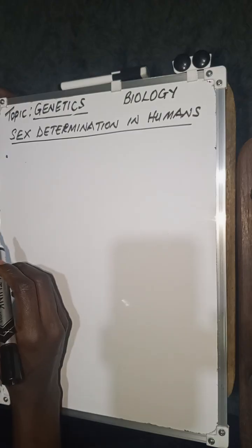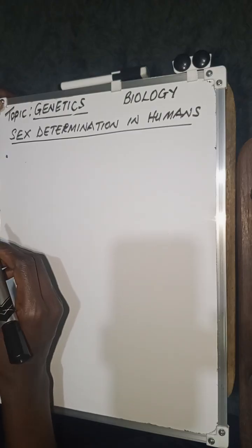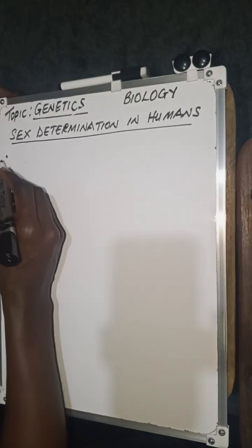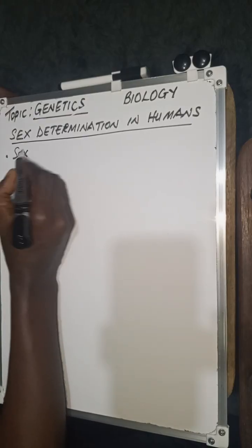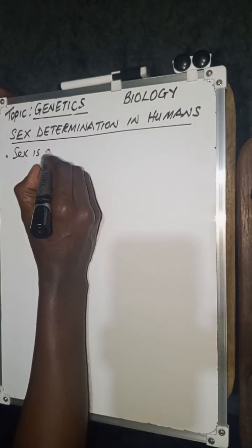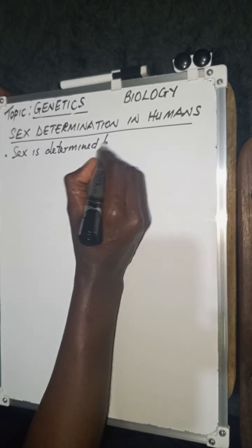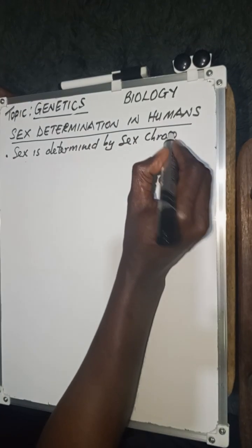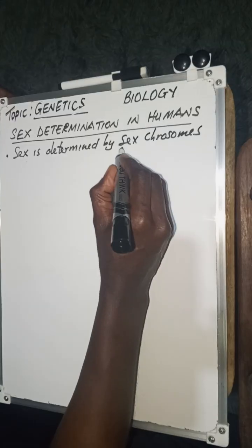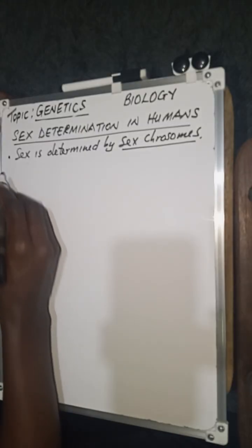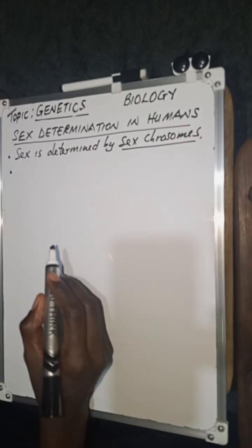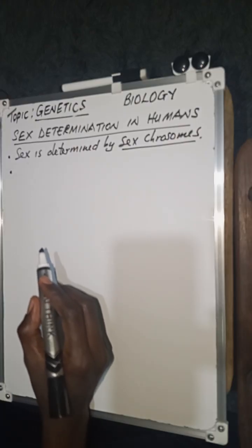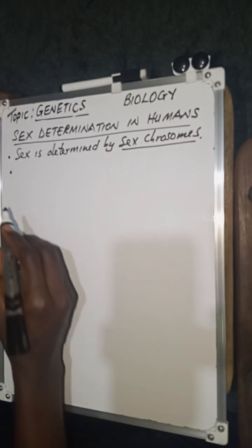You need to realize that sex is actually determined by what we call sex chromosomes. So we can say that sex is determined by sex chromosomes. In human beings, sex is actually determined by sex chromosomes. So the sex chromosomes in human beings are the X and the Y chromosome.